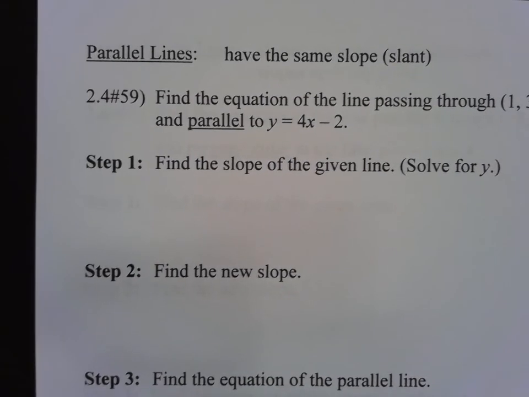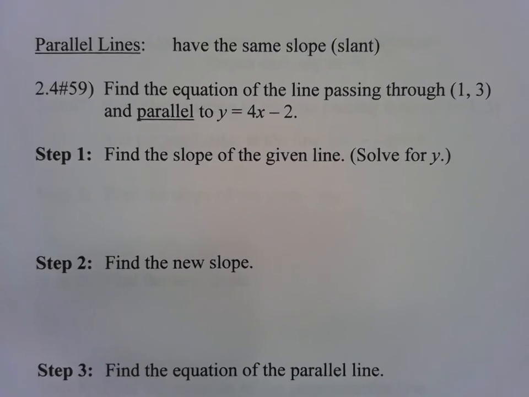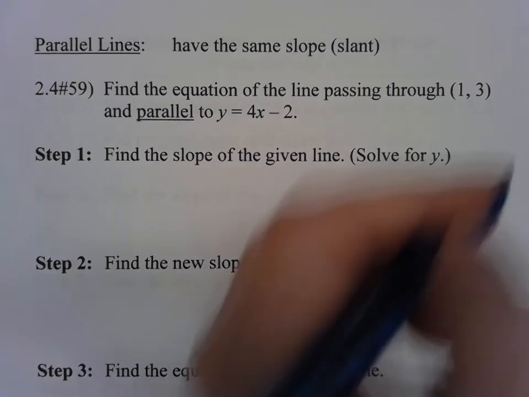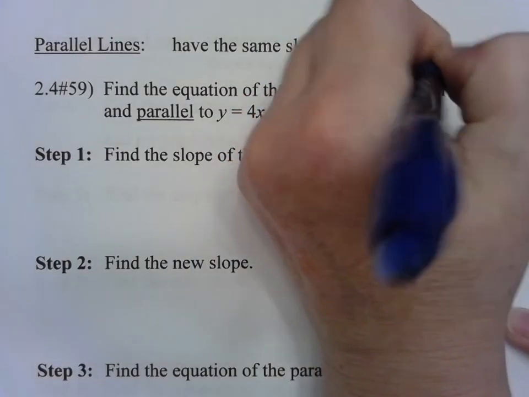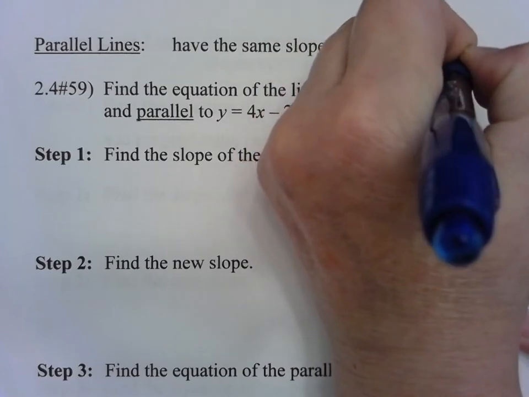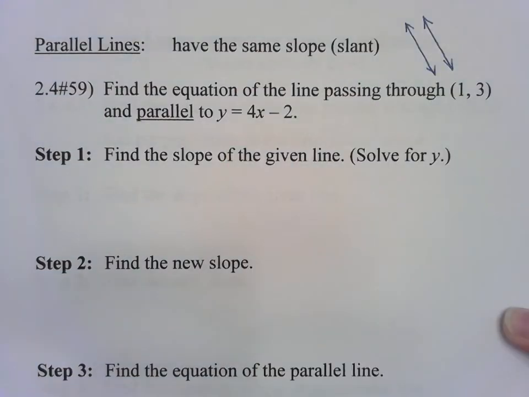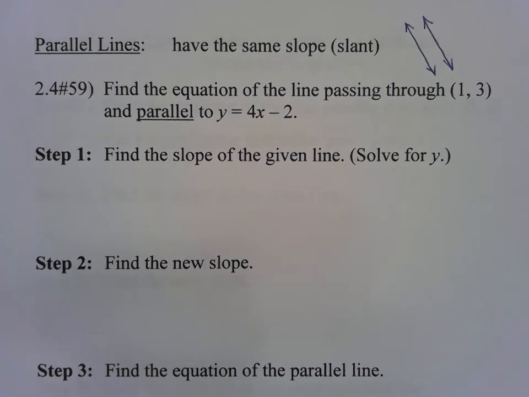Okay, the last thing we can talk about in this section is parallel and perpendicular lines. So I wanted to give you an example of each. Parallel lines have the same slope or the same slant. I always think of railroad tracks, right? They're a fixed distance apart, so they never touch each other, but they run in the same direction, which is that slant, right?